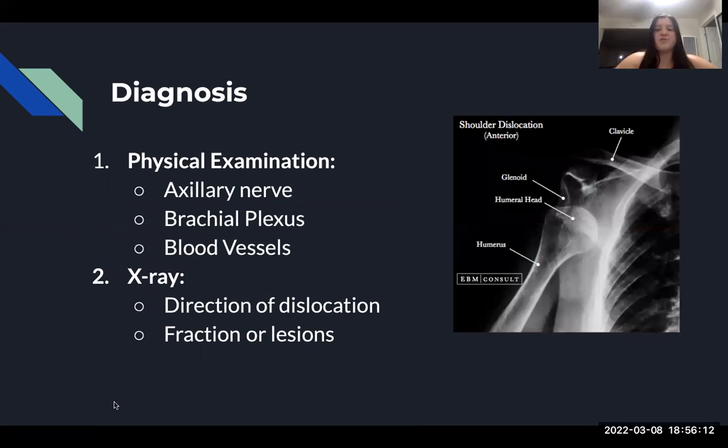So to diagnose your shoulder dislocation, first, there's going to be a physical examination to test for any kind of injury to the axillary nerve, brachial plexus, and blood vessels. Then after that, they'll do an x-ray so they can see the direction of the dislocation and check to see if there are any fractures or lesions in the area. And also, after you get your shoulder popped back into place, it's possible that you'll need an MRI to check for any tears in the tissue around the shoulder.